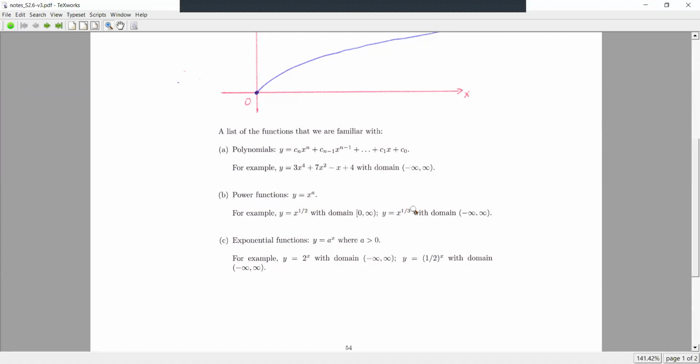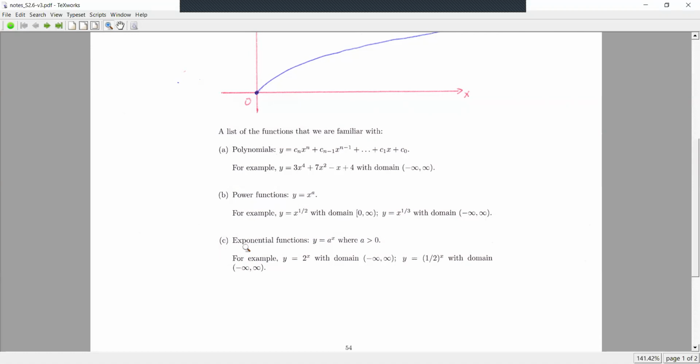X to 1/3. This is a power function. This function is cubic root of x. The domain of this function is any number from negative infinity to positive infinity.